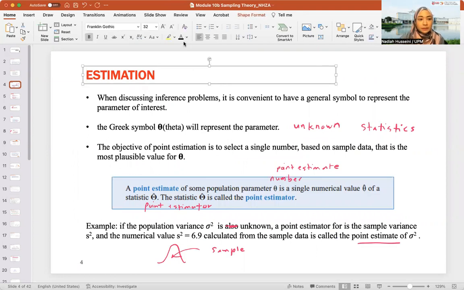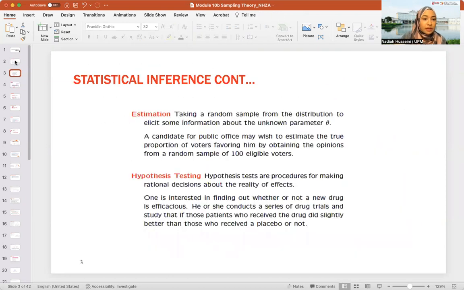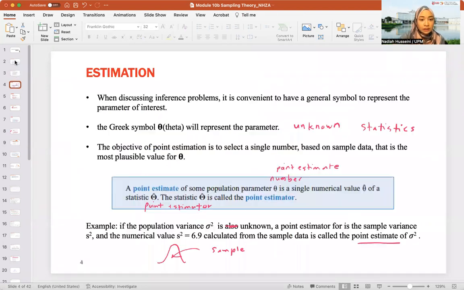All right, so we talked about estimation, and I gave you an introduction on hypothesis testing as well. And then I told you that theta represents point estimate, whereas the uppercase theta, given by this symbol, is your point estimator. The point estimator is basically the equation, whereas the point estimate is the numerical value.